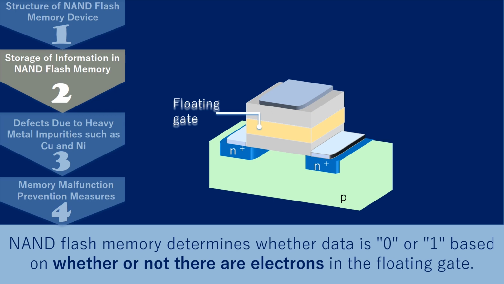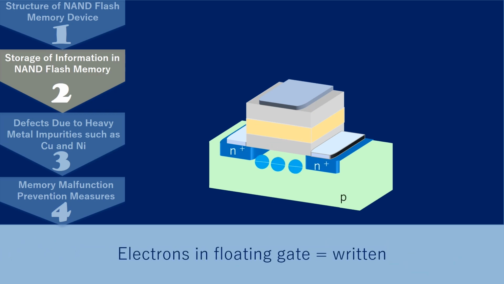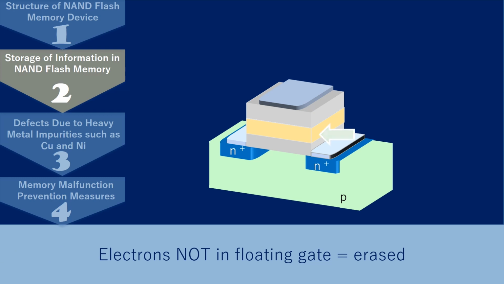NAND flash memory determines whether data is 0 or 1 based on whether or not there are electrons in the floating gate. Electrons in floating gate. Electrons not in floating gate.